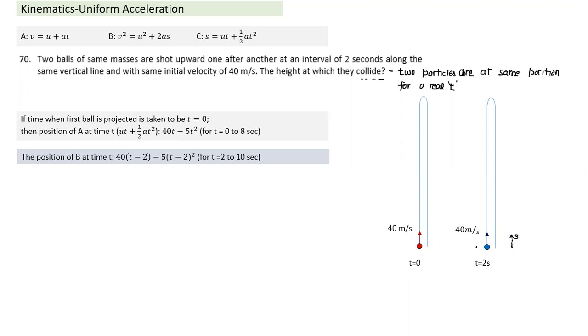Now for particle B, what is the position-time function? In a similar way, since it starts 2 seconds later, I have to write t minus 2, because when t is equal to 2 seconds it starts. Since I have to use the same reference, it is 40 times t minus 2, minus 5, and in place of t square, t minus 2 whole square. This relationship is valid from the time of projection, t is equal to 2, up to 10. So both these equations are valid in their ranges. Is this understood by all?